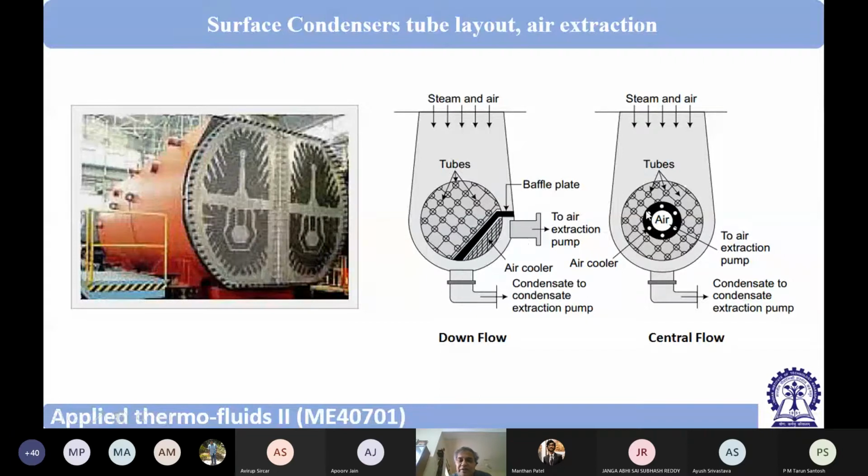So this could be one arrangement that we have close spacing of tubes, and from here we are taking the air out. Okay. So air extraction becomes one very important feature of the surface condensers in our steam power plant. Okay. So up to this, if you have any question, please ask me.